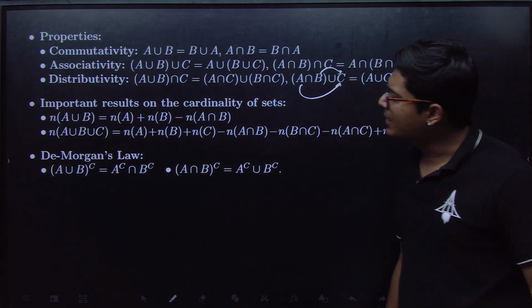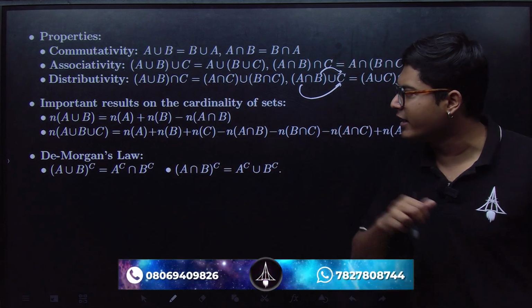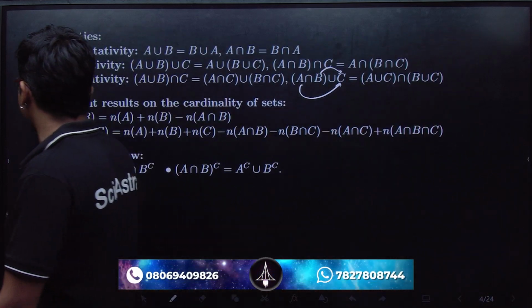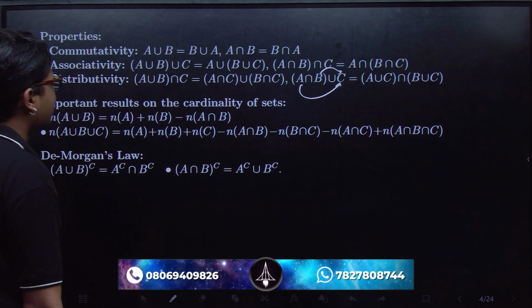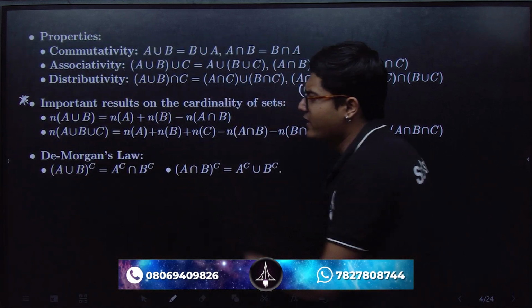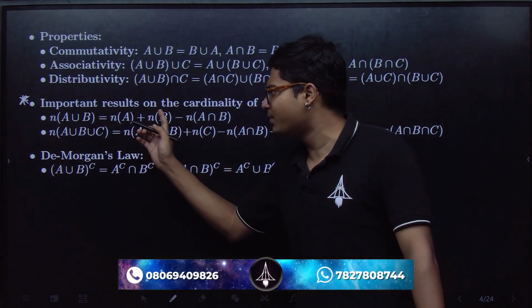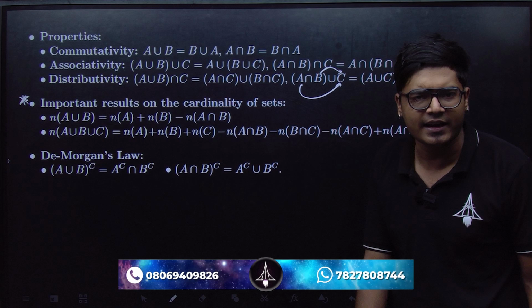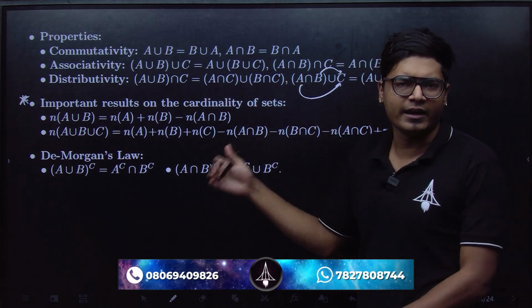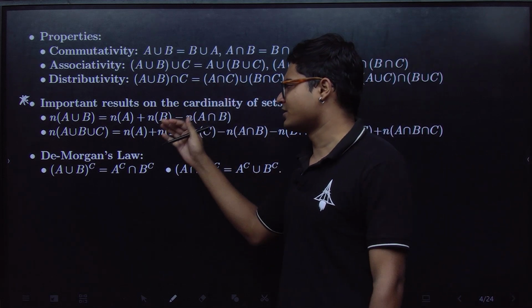Okay. Now some important results on the cardinality of sets. Again, this is a very important thing. There are a lot of questions that come from here and you've seen these questions a lot. So the size of A union B is always the size of A plus the size of B minus the size of A intersection B. We'll do this when we come to Venn diagrams in the next slide. But for the time being, just remember this.